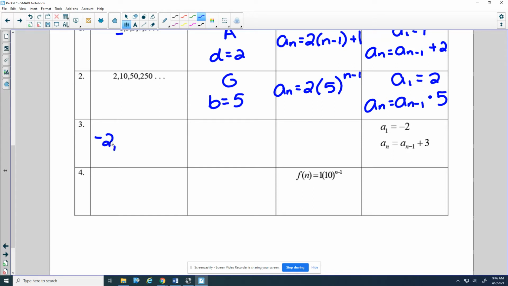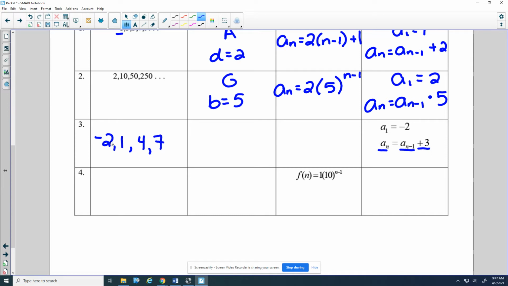I'm starting with a negative 2. Now, hopefully we can read this now. To get to the next term, I take the term that came before it and I add 3. So adding 3 would be 1. Adding 3 would be 4. Adding 3 would give me 7.